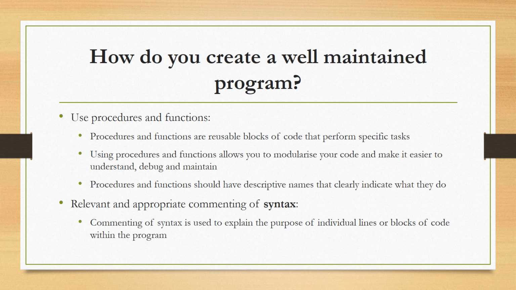Use procedures and functions. Procedures and functions are basically reusable blocks of code that perform specific tasks. Using procedures and functions will allow you to modularize your code and make it easier to understand, debug, and maintain. They should also have descriptive names that clearly indicate what they do. Relevant and appropriate commenting of syntax. Commenting of syntax is used to explain the purpose of individual lines or blocks of code within the program.